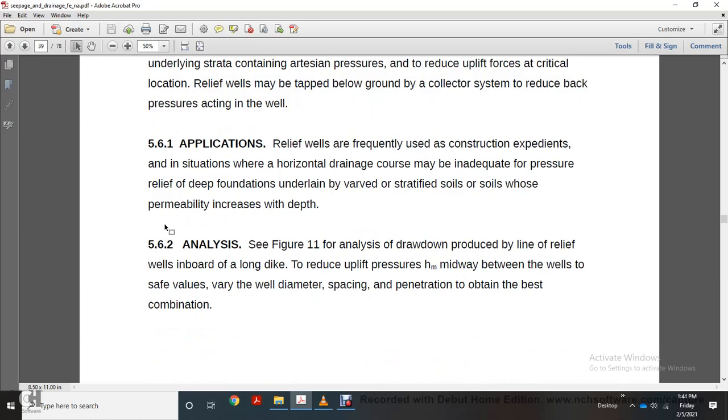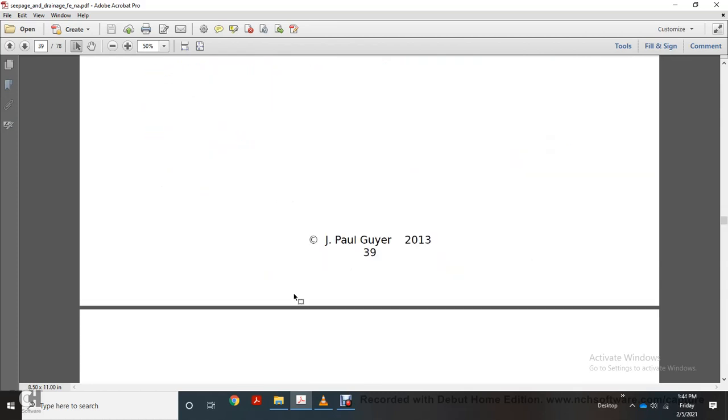Analysis. See Figure 11 for the analysis of the drawdown produced by a line of relief wells and a long dike that reduces the uplift pressure at midway between the wells to a safe value, with the well diameter, spacing and penetration chosen to obtain the best combination.